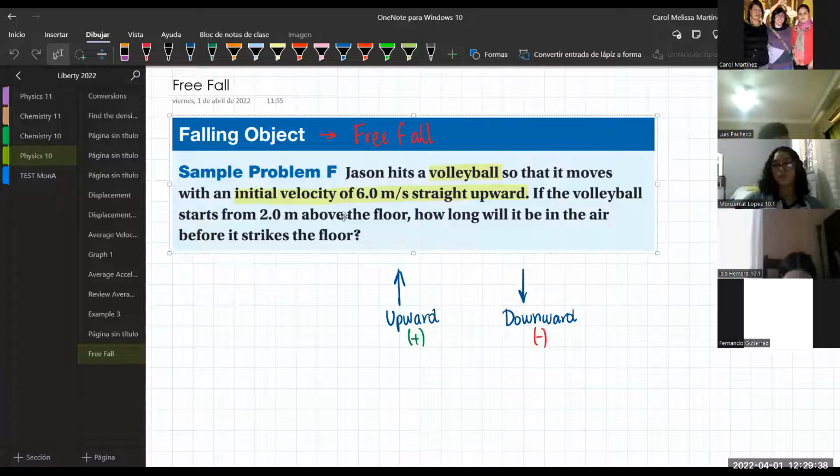Okay? So what we know about this volleyball is that it has an initial velocity of 6 meters per second, and it says upward. So I specified the direction. Then it says, if the volleyball starts from 2 meters above the floor, this data is very important. If the volleyball starts from 2 meters above the floor, how long will it be in the air before it strikes the floor? So what's going to happen in this exercise?